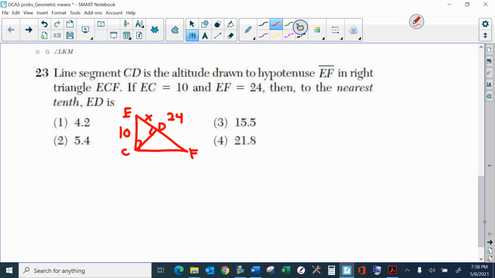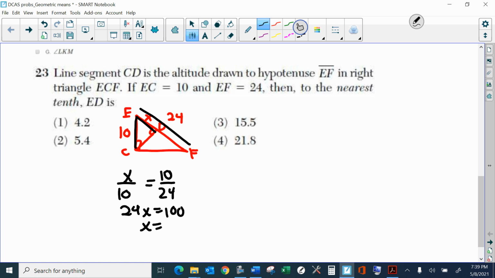Okay, again, we'd have this one is my mean, so it goes in the mean spot. And this one, X, and the whole length, 24. So I have 24X equals 100. And so divided by 24. That's going to be 4.2. Because 4 times 24 is 96, so it's just past 4, and the only one just past 4 is number 1. I don't even need a calculator.